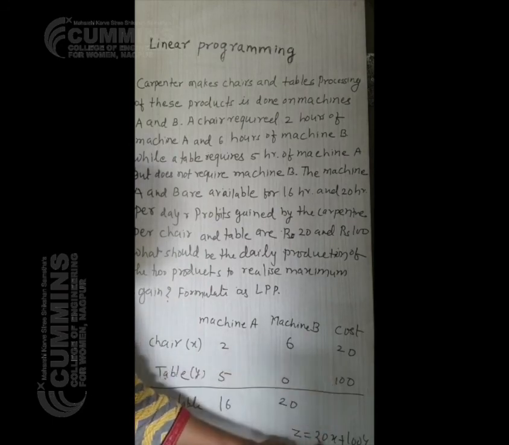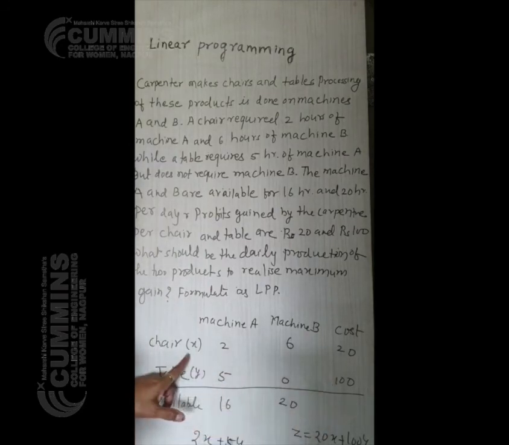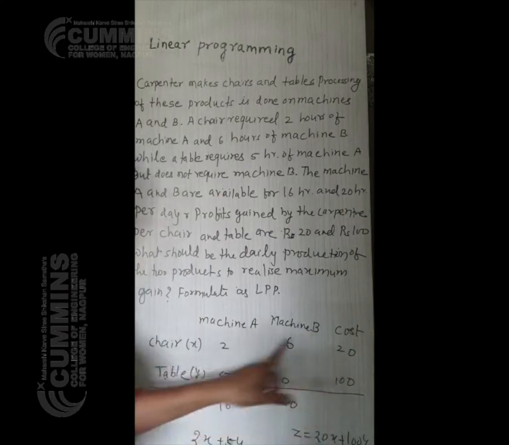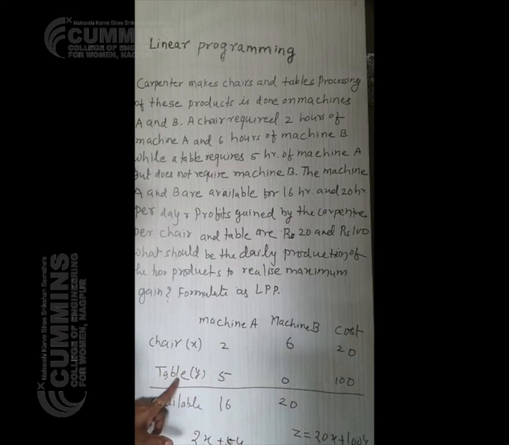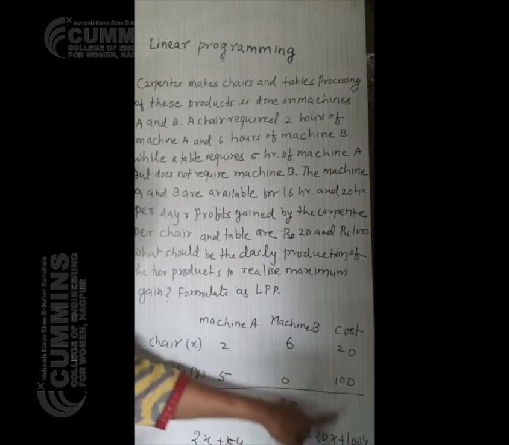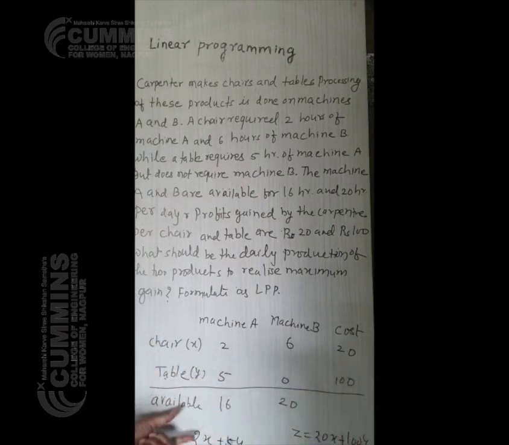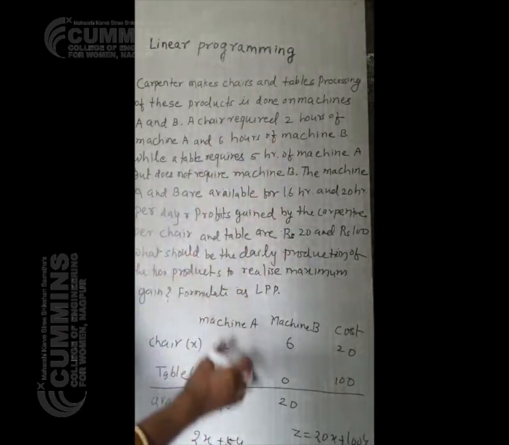So Z is equal to 20x. If we produce x chairs, the total profit from chairs is 20 into x, and if we produce y tables, it is 100y. So the total profit Z is equal to 20x plus 100y. And these are our constraints: 2x plus 5y less than or equal to 16, 6x less than or equal to 20. These three are our constraints, and we have to draw the graph of this. So in this way we can formulate our question if a question is given.